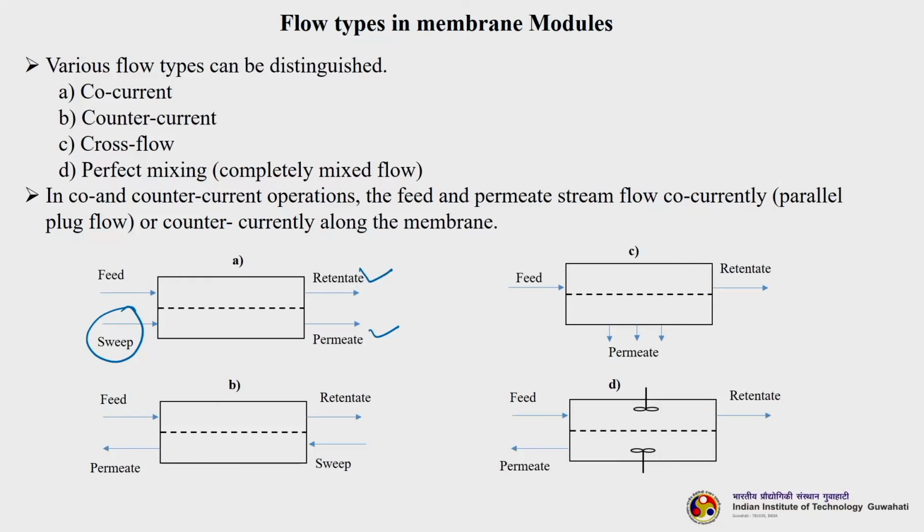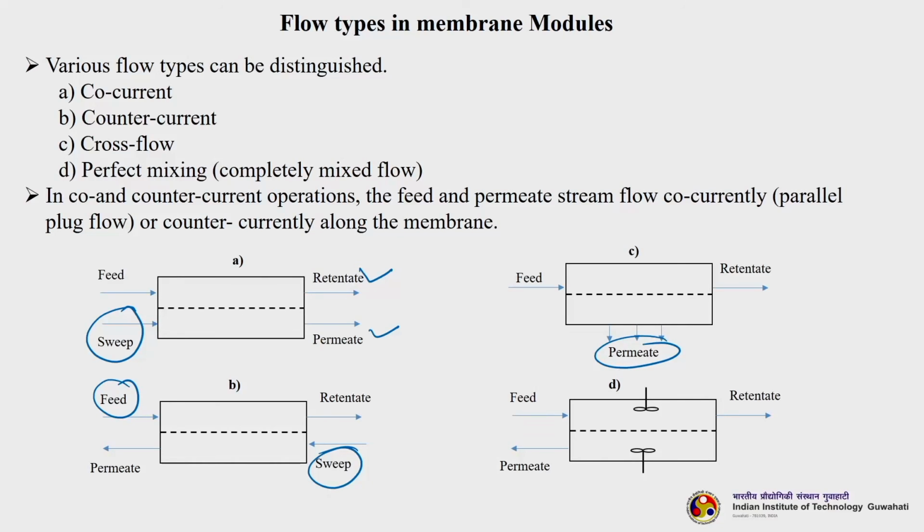So, the second one is counter current. Here feed and the sweep are actually entering in opposite directions. So, we get permeate on the feed side and retentate on the other side. Then in cross flow system, feed is flowing across the membrane surface and we are getting permeate here.